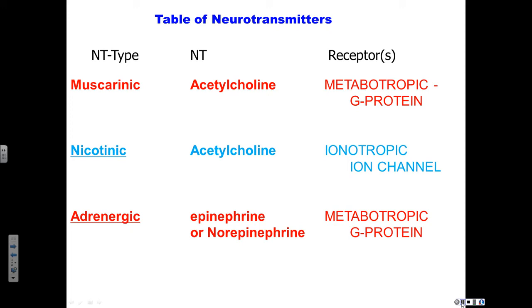What does NT type mean? That's the kind of receptor it is. That's the kind of process it is. If you have epinephrine or norepinephrine, it's called adrenergic. The whole process is called adrenergic, and the receptors are called adrenergic receptors. So you have to know that.